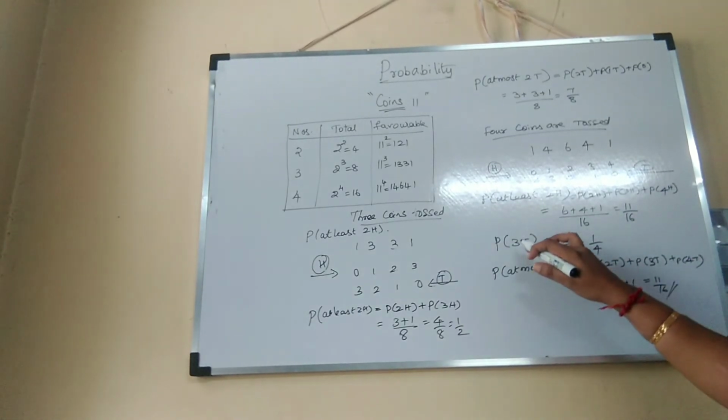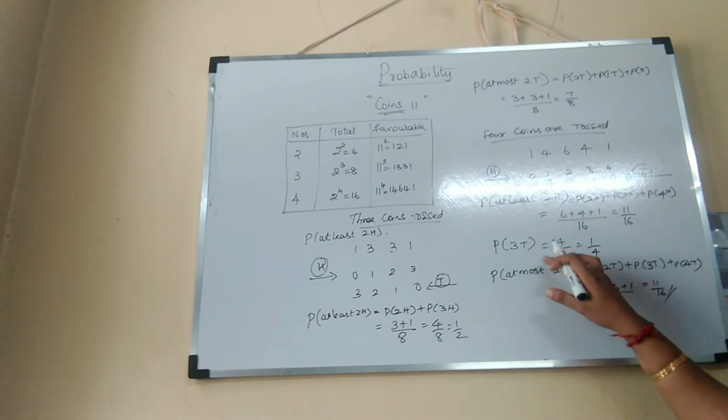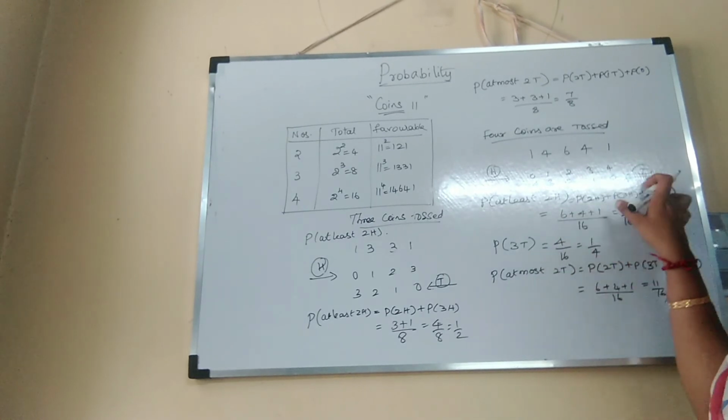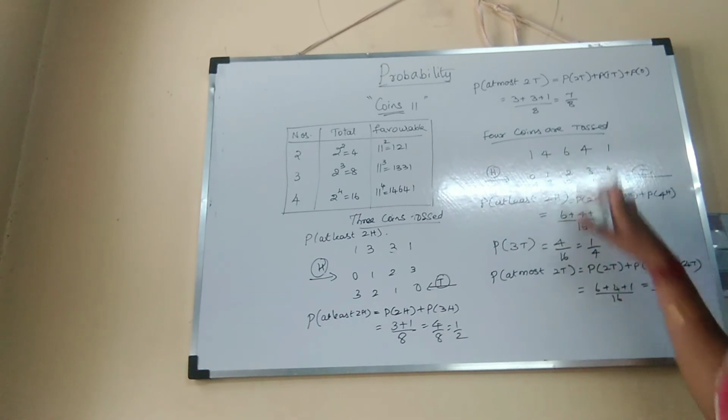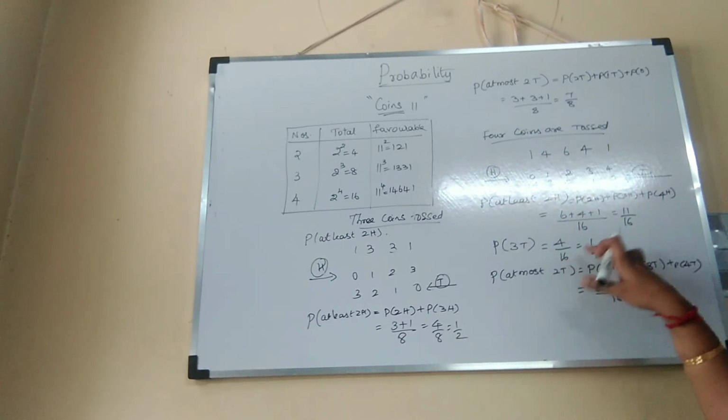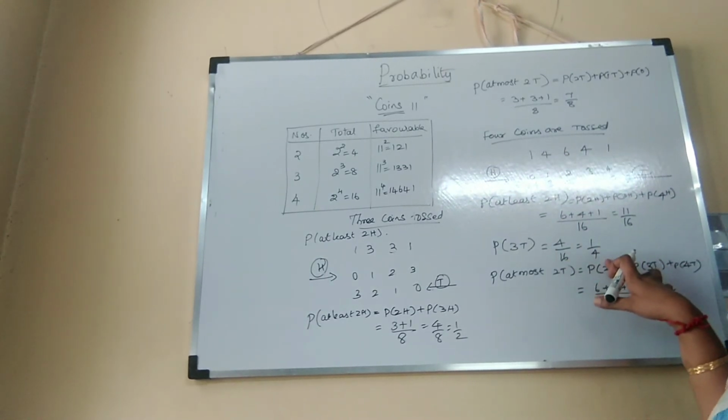Similarly, if the question is to find the probability for 3 tails, you can find it in the tails section. So 3 tails comes, what is its probability? 4. So 4 out of the sample space 16, 4 by 16, which is 1 by 4. The probability is 1 by 4.